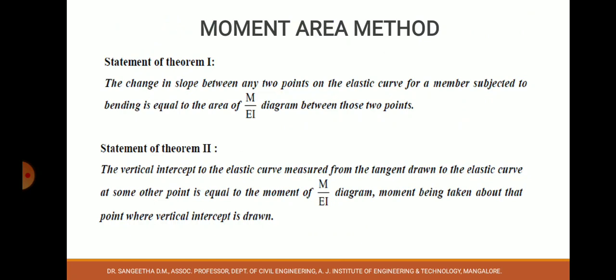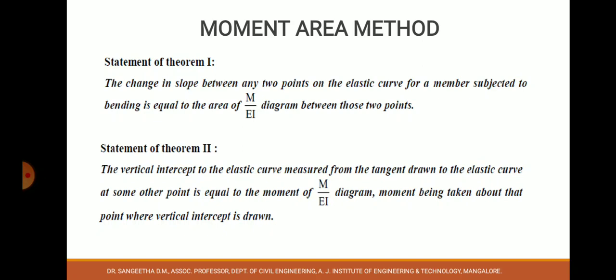Moment area method is basically based on two theorems. Theorem 1 states that the change in slope between any 2 points on the elastic curve for a member subjected to bending is equal to the area of the M by EI diagram between those 2 points. The M by EI diagram is the bending moment diagram divided by EI, corresponding to the cross-sectional properties.